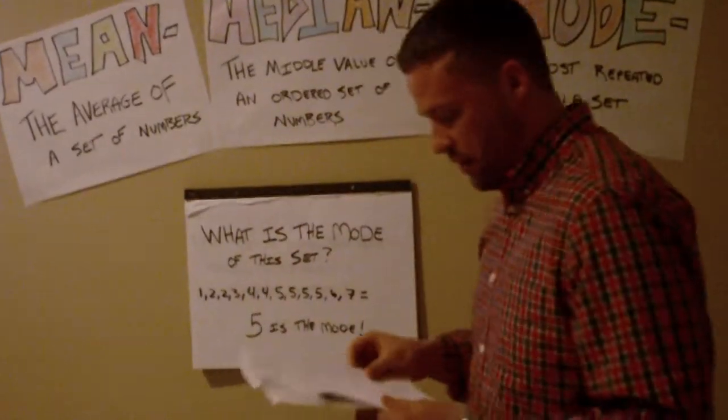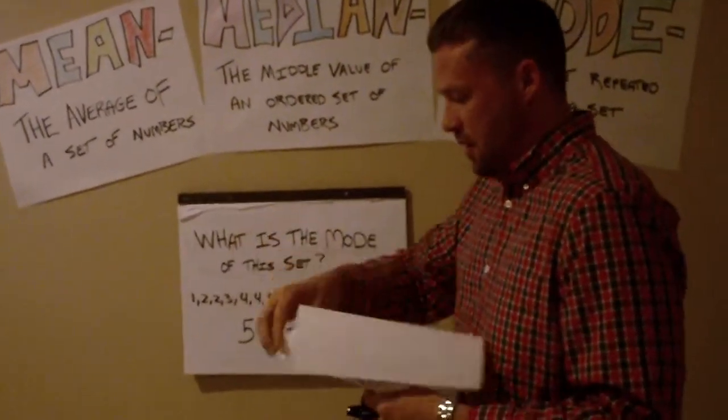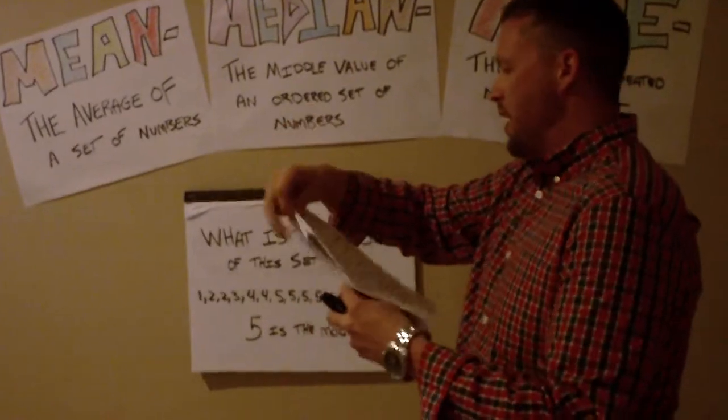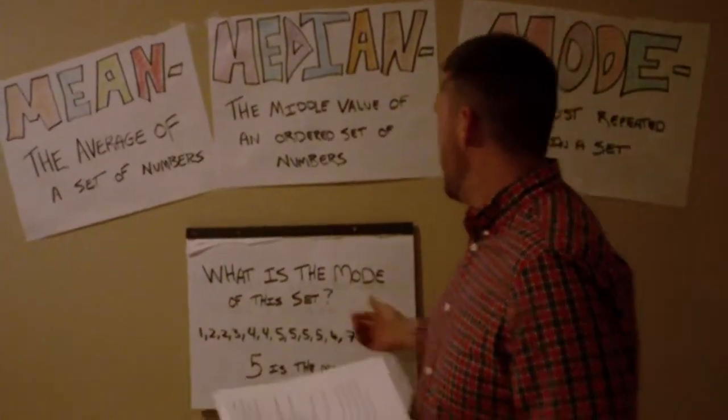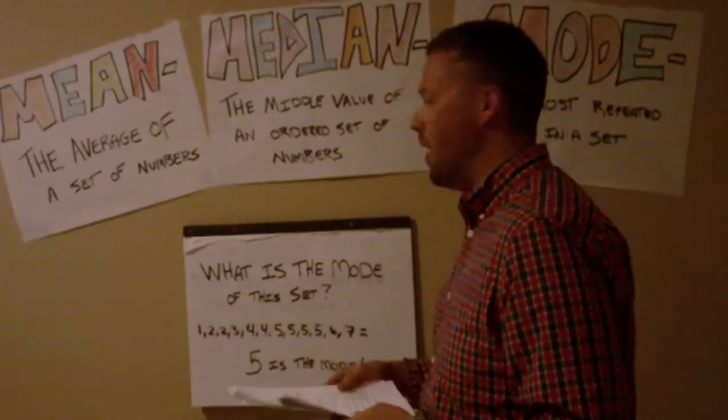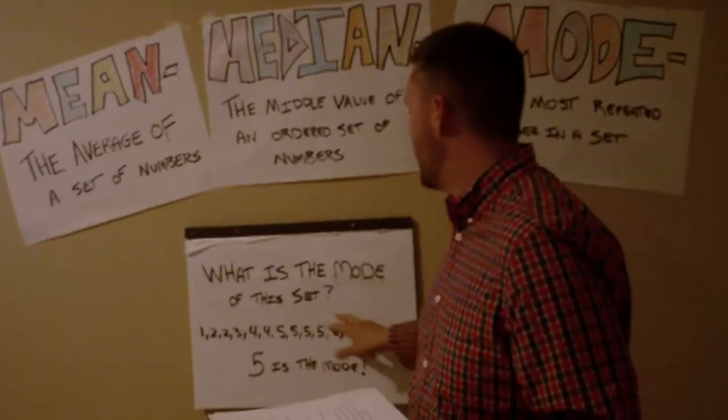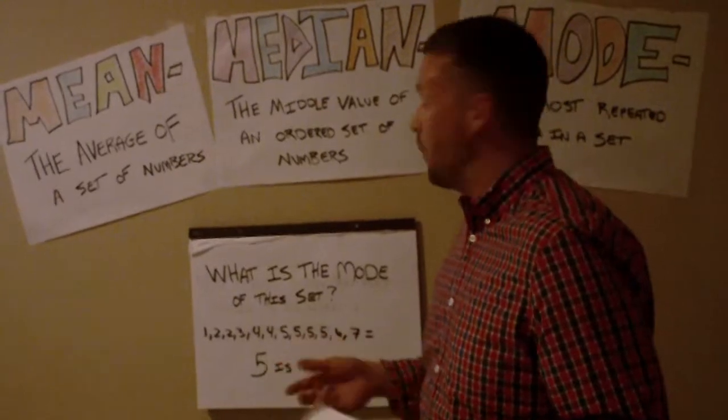Alright, now we're going to go over mode. The mode is the number that occurs most often in a set of numbers. So for example, we have this right here, and these numbers can be in any order. I find though it's easiest if you have a set of numbers to put them in order so you can see what numbers you have.